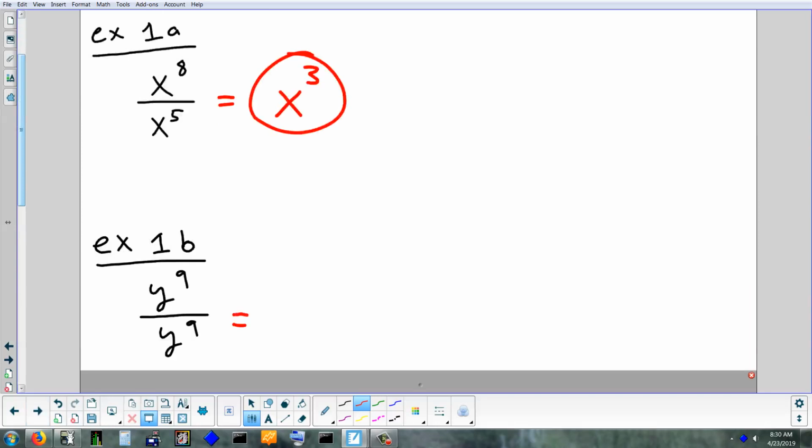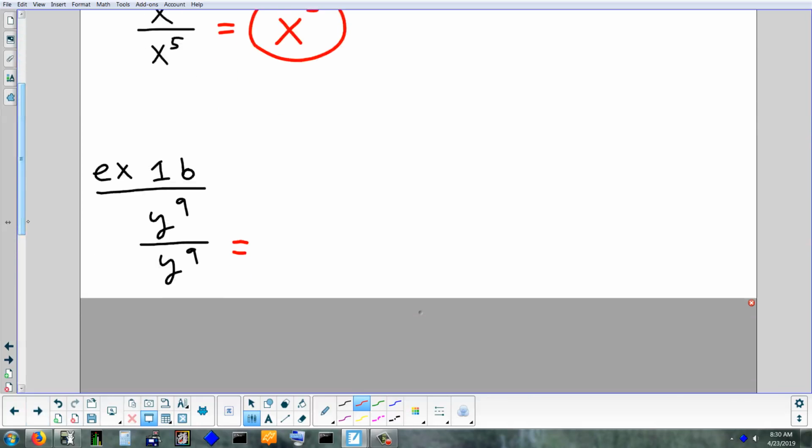Okay. Do we have y to the 9th divided by y to the 9th? Are they the same base? Yes. What's the base? Why? Y. Thought it was 9. No, it's not. Why? What's the 9? That's why. Oh yeah. So the 9 is the exponent.